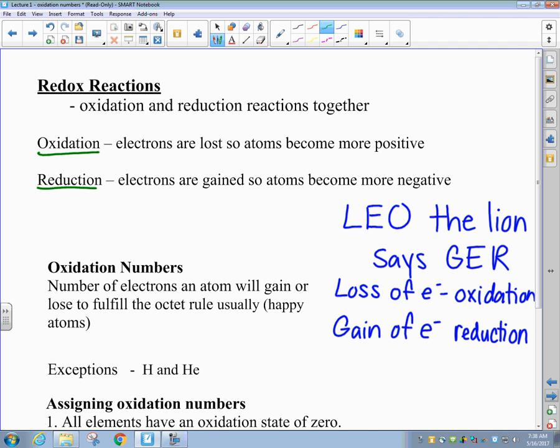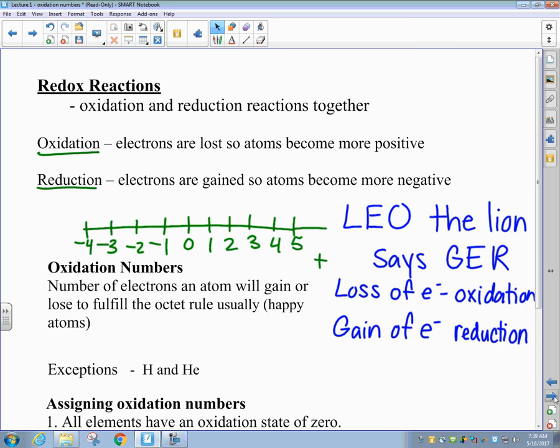In an oxidation half reaction, the electrons are lost, so atoms become more positive. In a reduction half reaction, the electrons are gained, so atoms are becoming more and more negative. Sometimes it's helpful to picture a number line. If we have a number line where this is 0, and we have a positive 1, 2, 3, 4, 5, etc. on this end, and a negative 1, 2, 3, 4, etc. on the other, then in one direction we're becoming more positive, and in the other direction, we're becoming more negative, and we can see what an oxidation half reaction looks like.